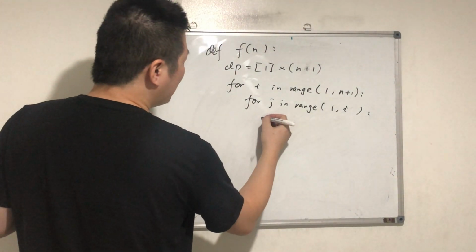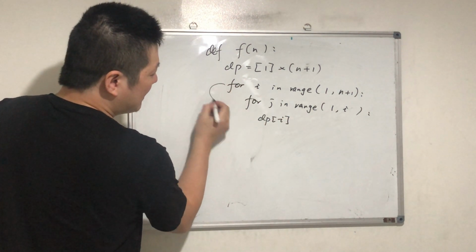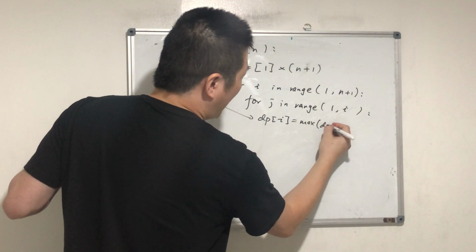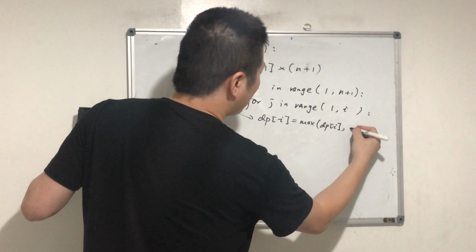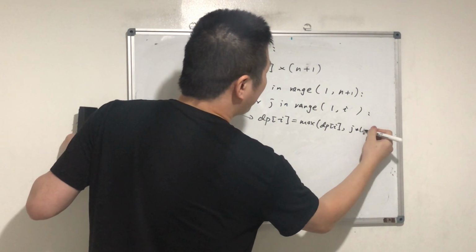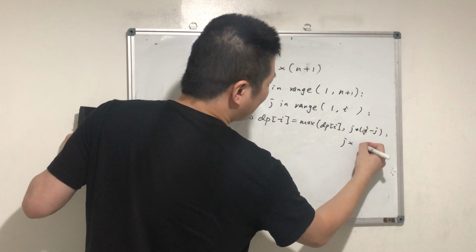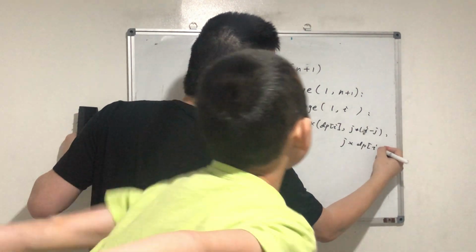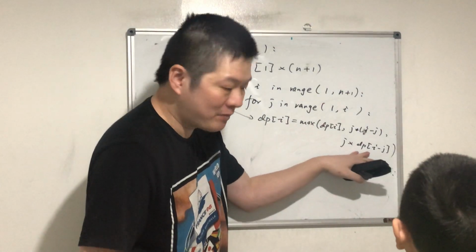Now dp[i], because I'm calculating this, equals the max of dp[i]. We're storing the maximum, and then look: j times i minus j, or j times dp[i minus j]. You see, this is quite similar to the previous one.